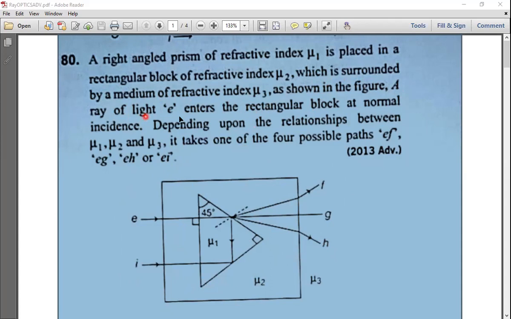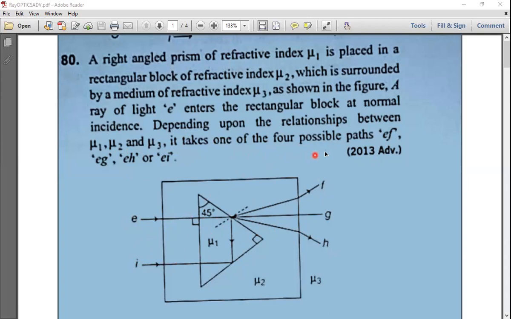A ray of light enters the rectangular block at normal incidence. You can see here this angle is 90 degrees. Depending upon the relationships between mu1, mu2 and mu3, it takes one of four possible paths, that is EF, then EG, EH and EI. So these are the paths.